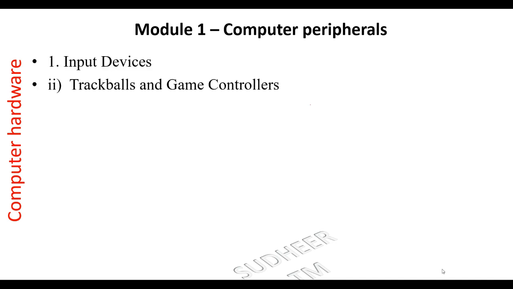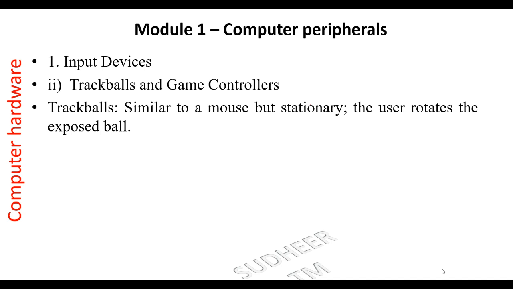Then trackballs, but they are not important, as they are for some game controlling devices. So trackballs and game controllers. A trackball is similar to a mouse but stationary. The user rotates the exposed ball. It is also a ball-like structure. In a mechanical mouse, the ball is on the bottom of the mouse, while in the trackball it is on top. You can move it here and there, which also causes something to move inside. In the trackball unit, the pulses and everything are the same.